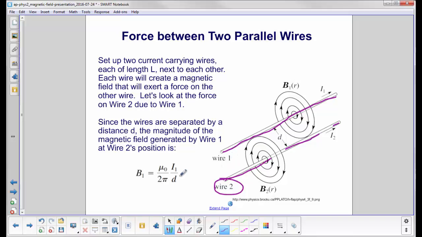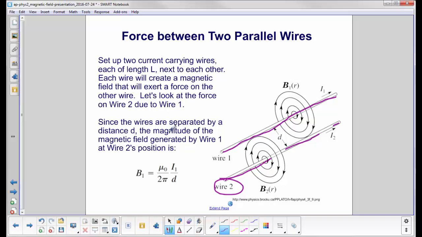Well, we go back to our equation, and it's B1 equals mu 0 I1 over 2 pi d. That's the magnitude of this field, B1, at this distance here, d. And notice how all along this wire it feels the exact same field because it's at the same distance. You can see how the field's going down.